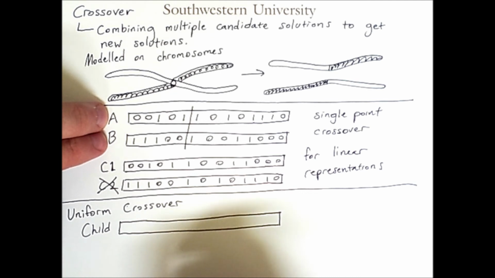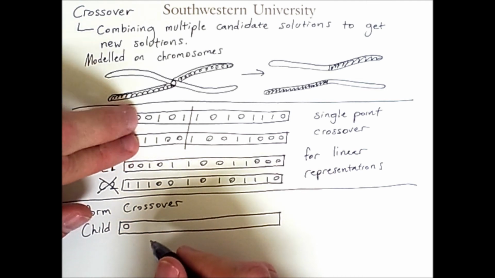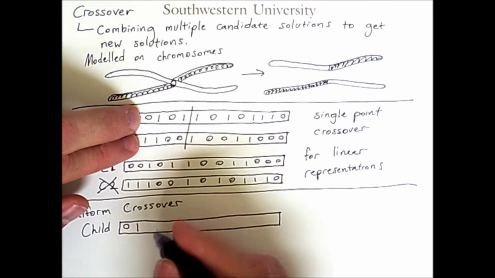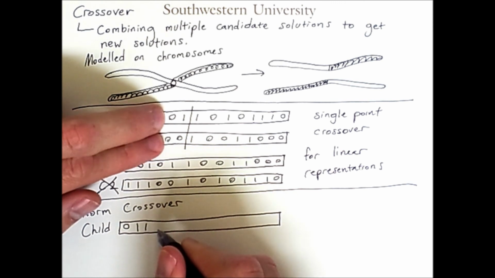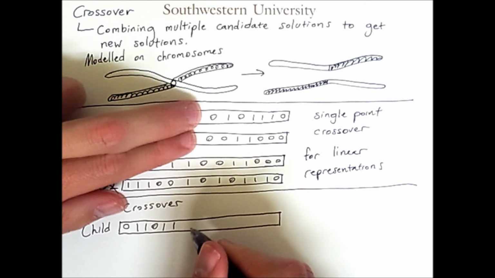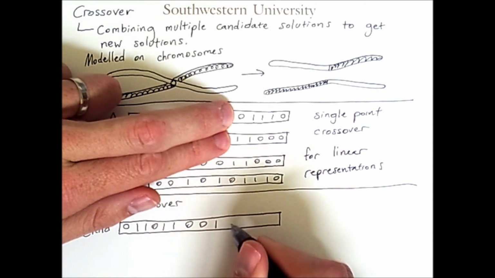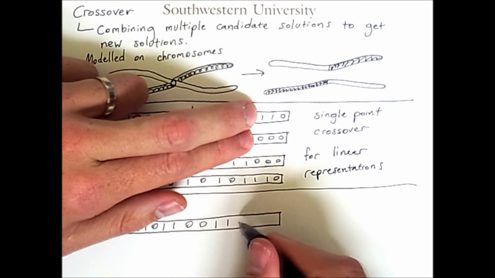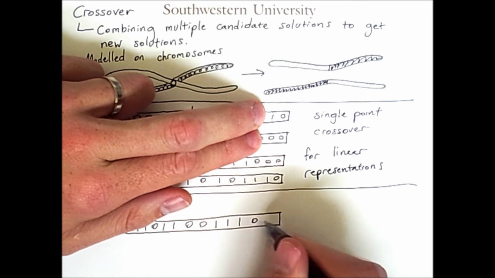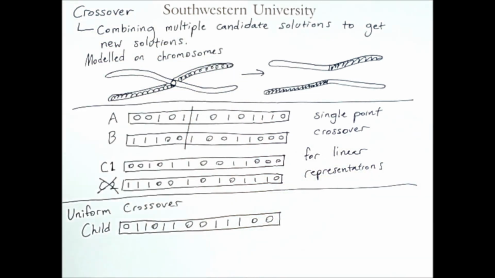Still using these same two parents, I will flip a coin for each position. And so let's say that first I get parent A, so that means that a 0 is in this position. Then I get parent B. That means there's a 1 here in this position. Then I get B again. Then I get A. Then I get A again. Then A again. Then B. Then B. Then B. Then B. Then A. Then B. Then A. And as you see, we get a new child.